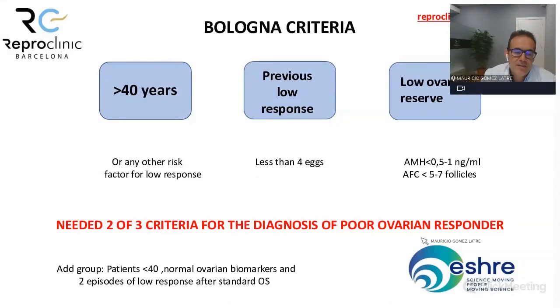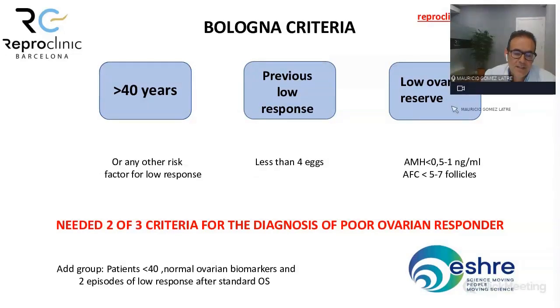According to the Bologna criteria, at least 2 of 3 features are required to define a poor ovarian responder. The first one, the age, more than 40 years old, or any other risk factor like endometriosis, previous ovarian surgery, etc. The second one, a previous scarce response, namely 3 or fewer oocytes after a conventional stimulation protocol. The third one, an abnormal ovarian reserve test.